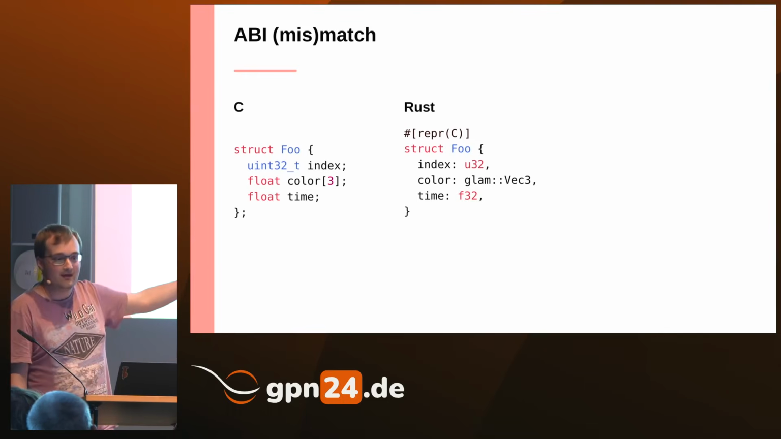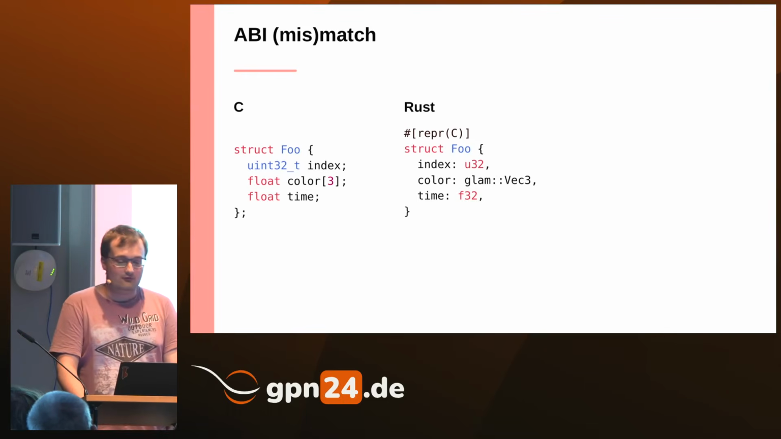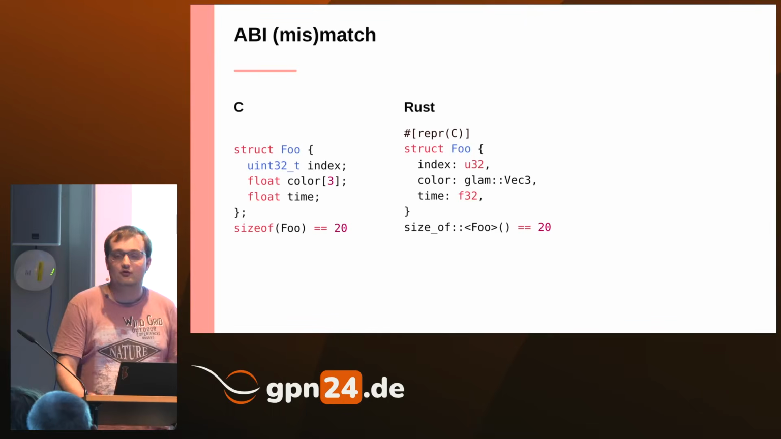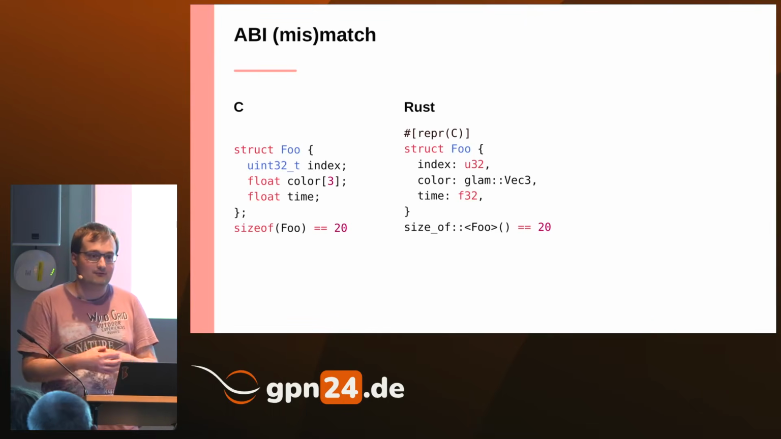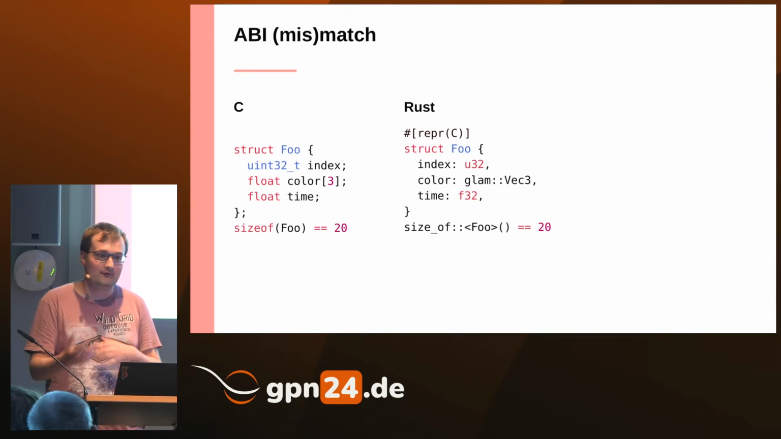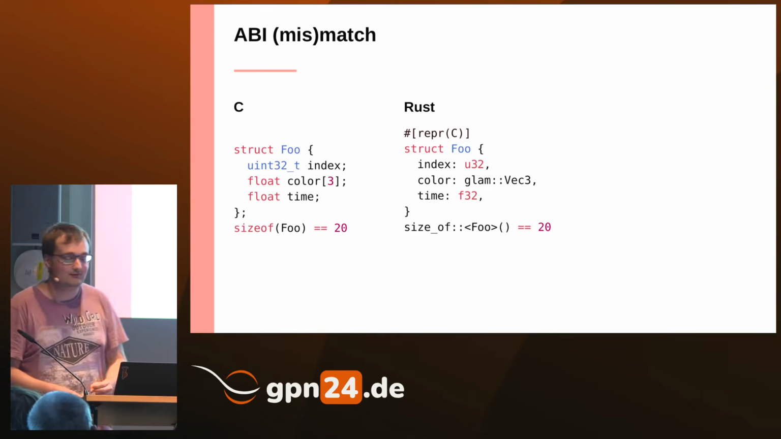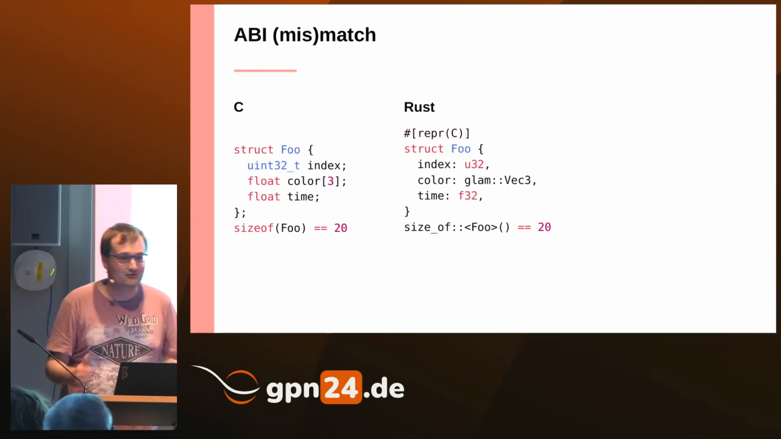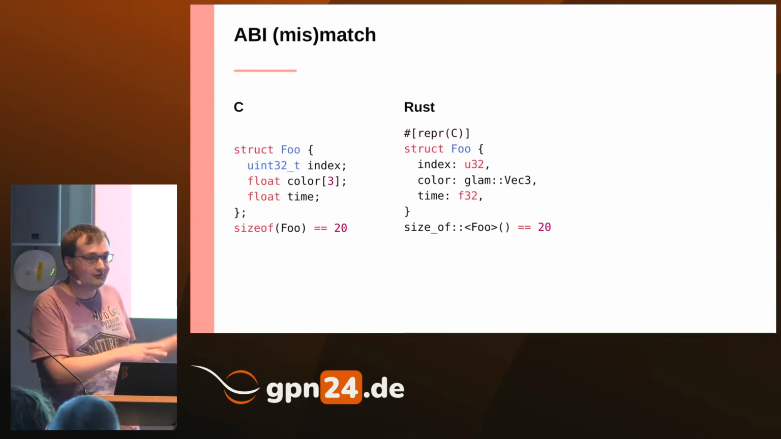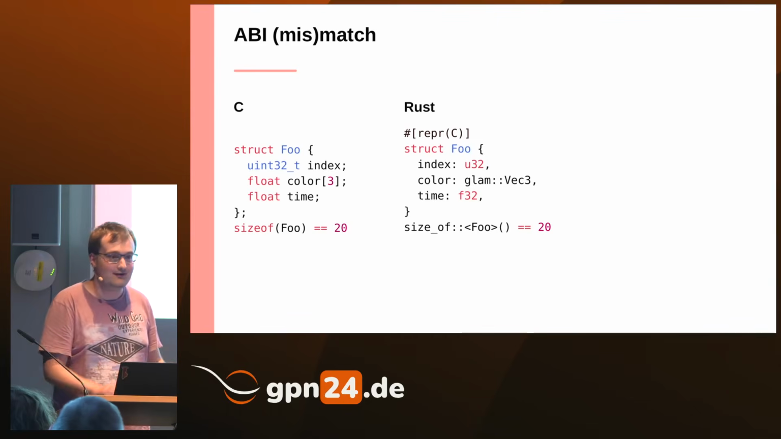and you just slap repr(C) on top. Now, to verify that this is actually correct, that the API is compatible and you're not getting different offsets, you can, as a verification, just go ahead and compare the size-ofs to make sure they are about correct. Now, this is not sufficient to actually check it, but this is a good indicator that it's probably correct.